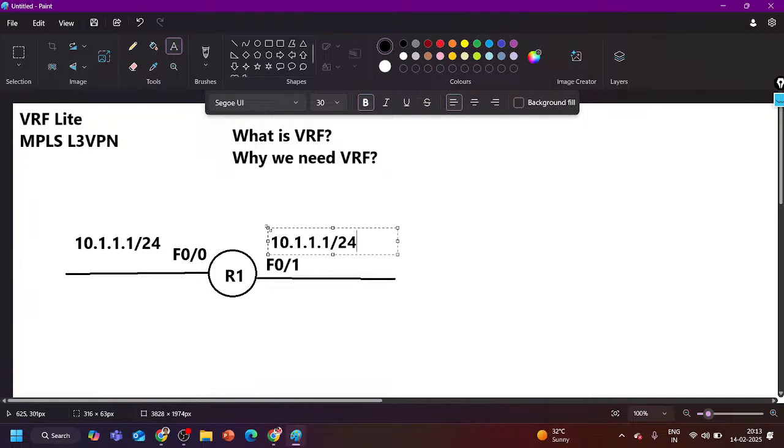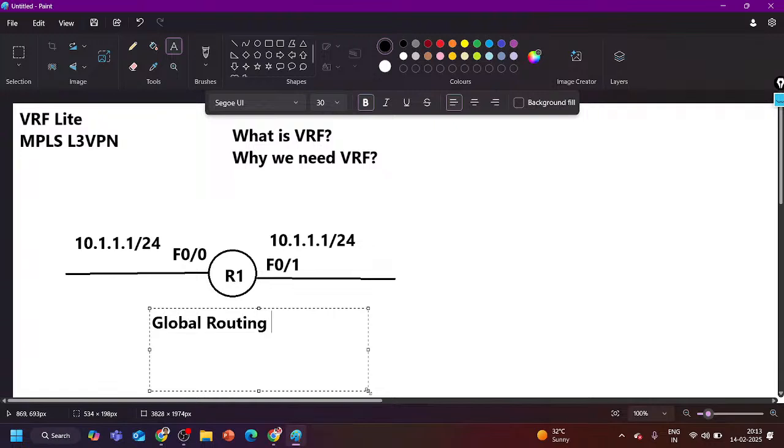The router will give a duplicate error. Overlapping or duplicate IP. How will the router get to know about duplicacy? By the routing table, sir. Yes, right. You all know the router maintains a routing table, and by default both the interfaces are members of the same routing table. By default there is only one routing table on the router, that is called the global routing table, and both the interfaces are members of the same routing table.